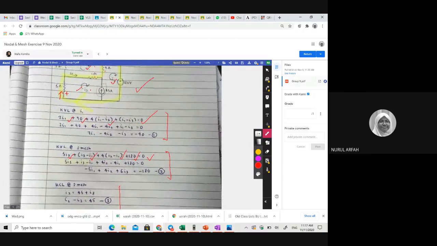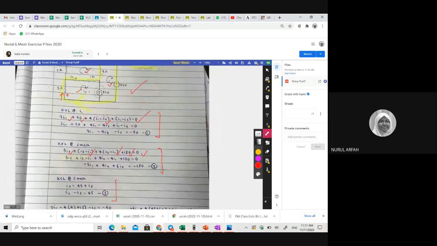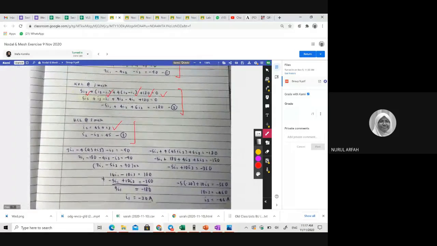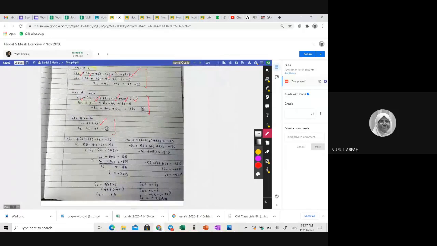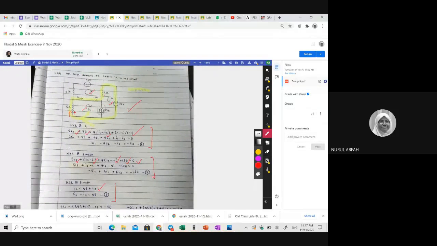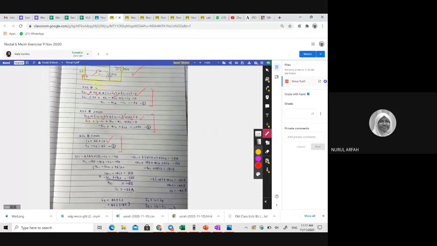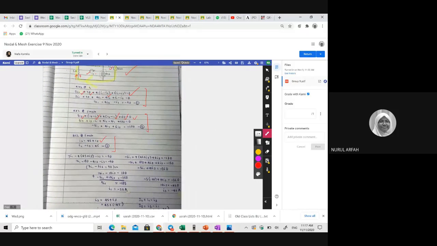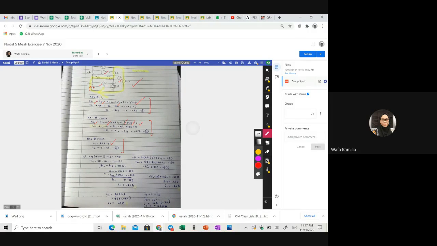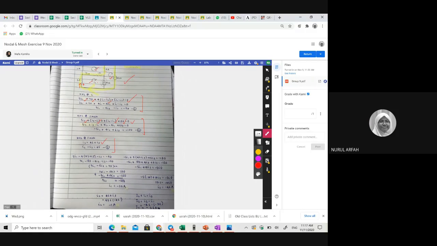Okay, KCL at super mesh. You have a 45. Okay, good. The same current direction, which is I2, minus with opposite. Yes, very good. Then I think the rest is correct because you have all the equations correct. Inshallah. Did you compare this with your group mates, Wafak? Yes, madam. Okay, very good.